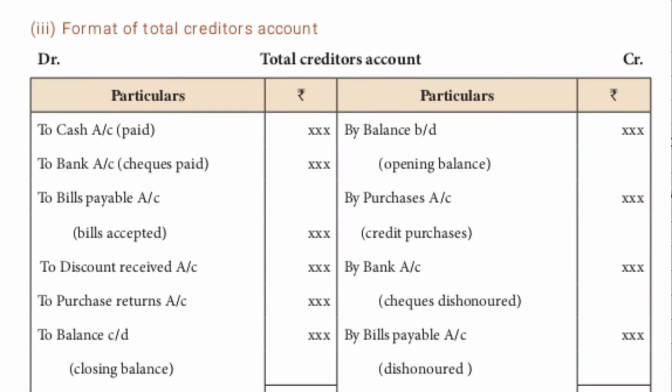So it is more or less the same as a sundry debtors account, but vice versa, that is the debits become the credits and the credits become the debits. So when it's a total creditors account, the credit side will have the opening balance, the answer and the dishonors, and the debit side of the creditors account will have all the other items which relate to the problem.